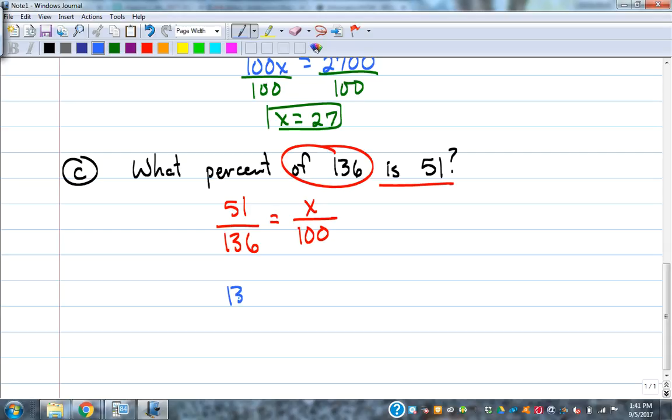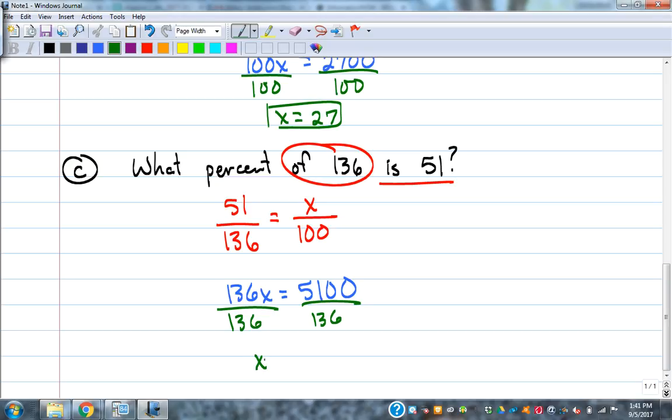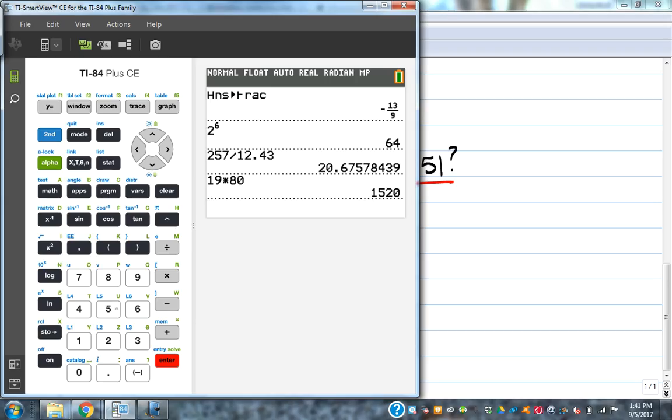So, 136x equals 5100. Do the division, and I'll go ahead and tell you about the quiz that we're going to have over this. We're only going to have one. We're not going to have a calculator and non-calculator. I'm going to let you use a calculator on the only quiz that we'll have over percent problems. That doesn't mean that that's the way it's going to be from here on out. That's just on this quiz. So we're dividing 5100 by 136.